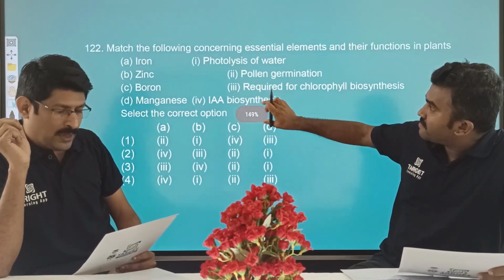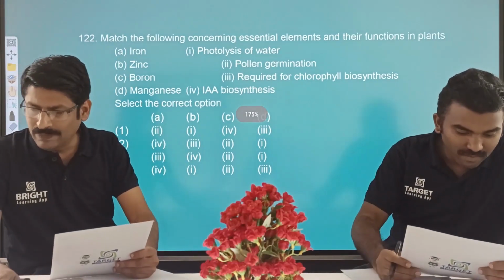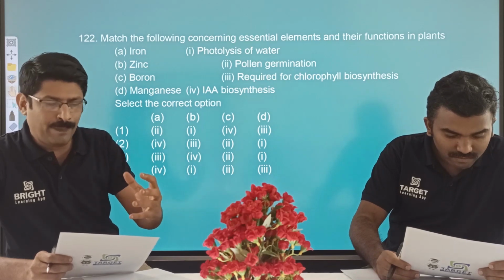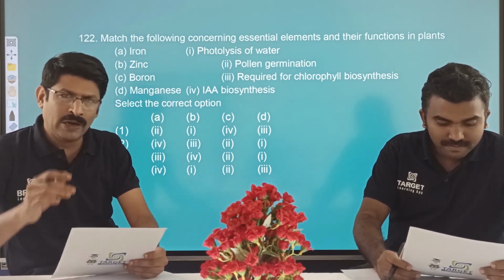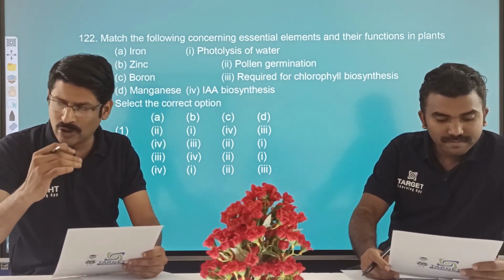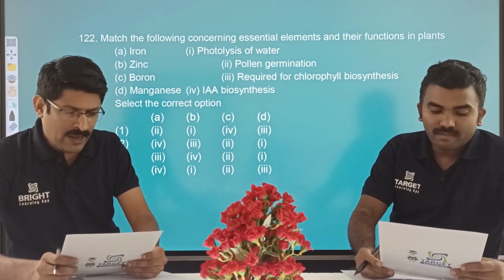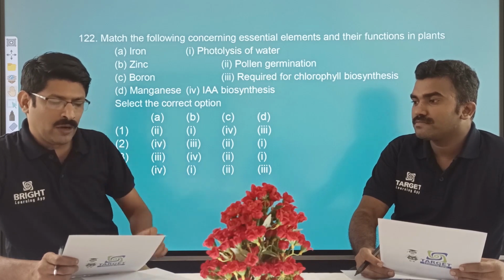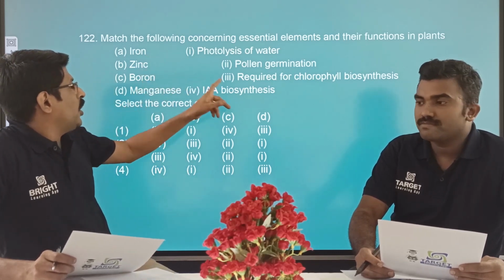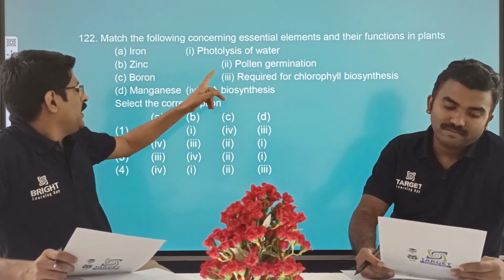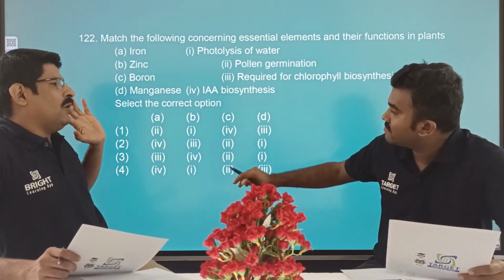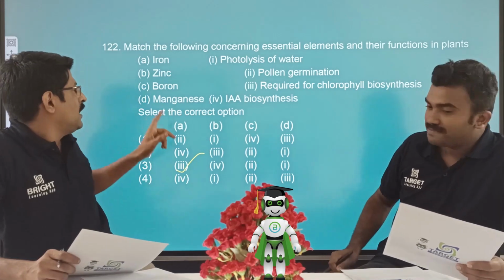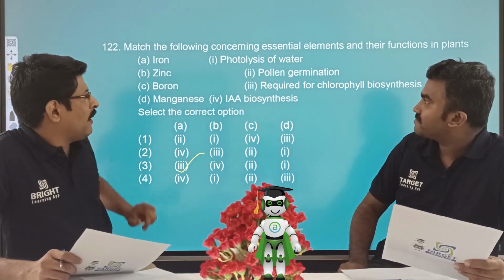Next question is coming from Mineral Nutrition, and you can see the different page numbers of NCERT. It is a matching pair. Micronutrients and their functions are in the NCERT, and iron is required for chlorophyll biosynthesis. So A3 has only one option. Within one second they can reach it. And boron is for pollen germination.